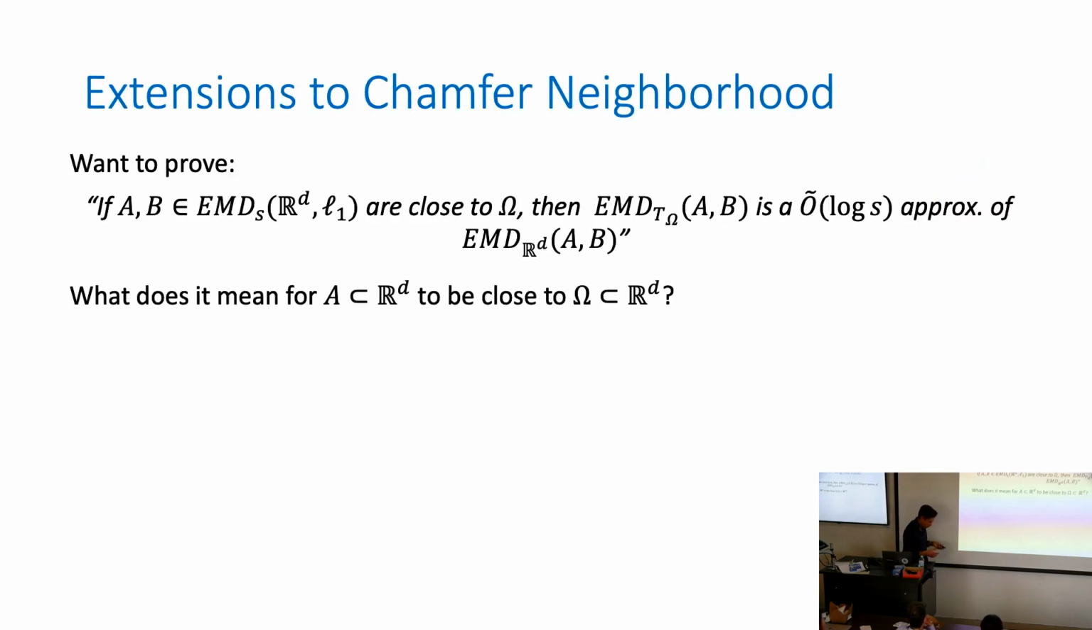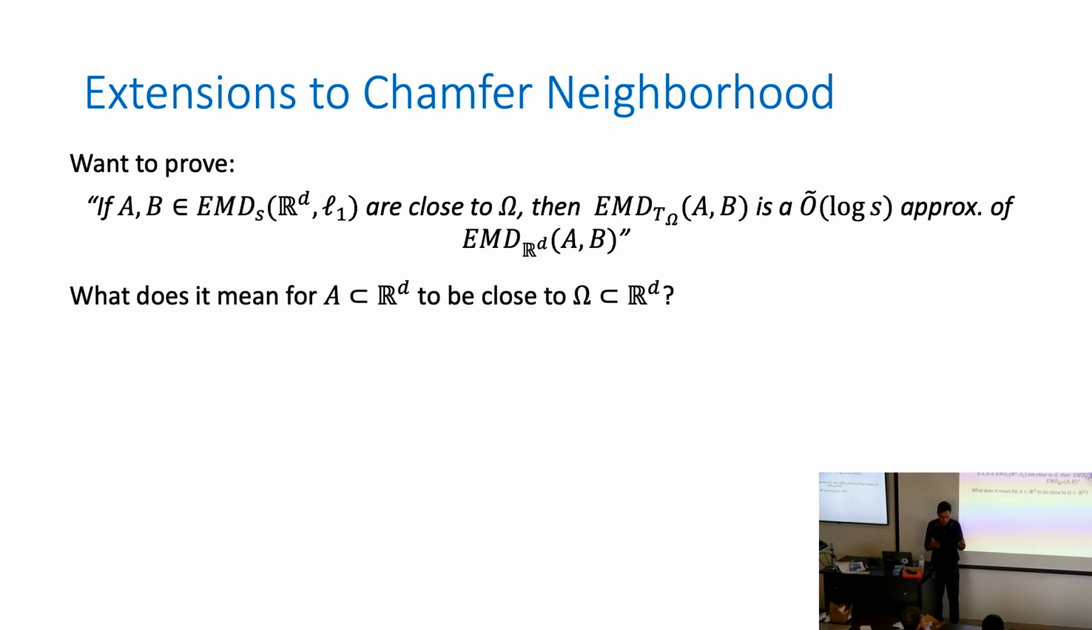And so what's the kind of statement that I want to prove? I want to prove something that reads like this. If I have two sets A and B, two points in the EMD metric, these are sets of size S, I want to show that if they're close to the sample omega, then their earth mover distance in the tree should be a good approximation of their original earth mover distance. It should be a log S approximation. So I want to prove something like that.